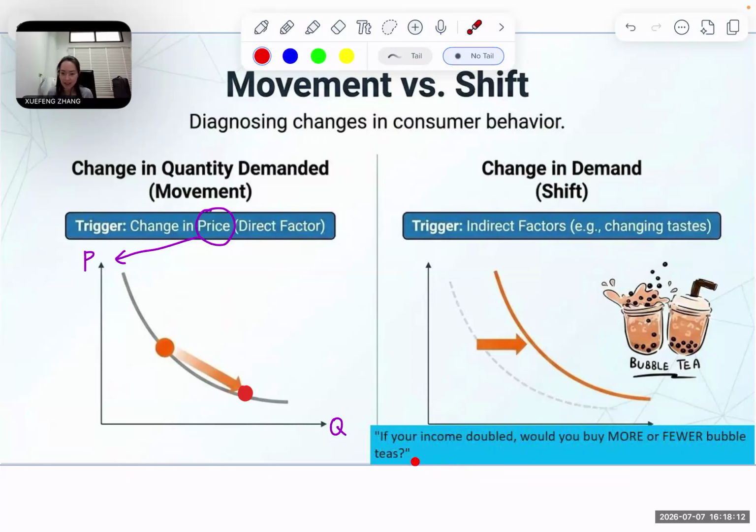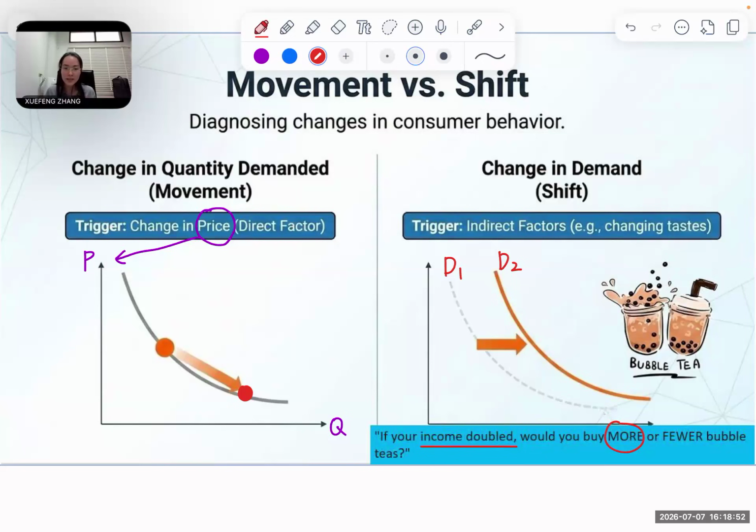If your income doubled, would you buy more or fewer bubble teas? Okay, and here I need one more constraint. You are a bubble tea lover, and if your income doubled, would you buy more or fewer bubble teas? So obviously, you're going to buy more, right? Because here your income doubled, and that is an indirect factor, right? And you're going to buy more. So the demand curve, let's say this is D1, and then we have D2. It shifts from D1 to D2.